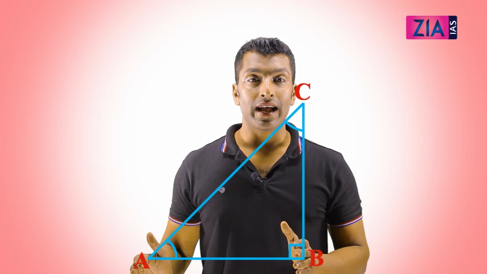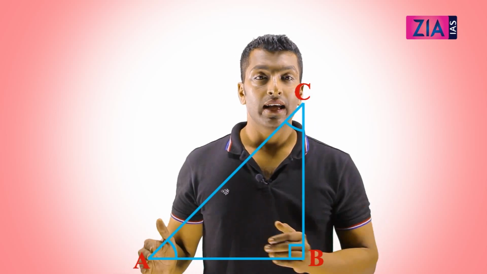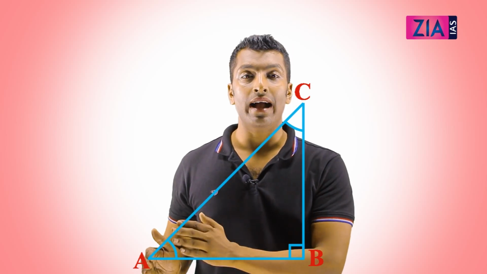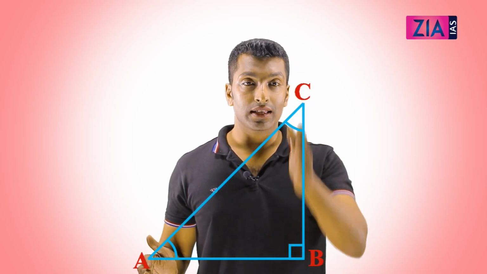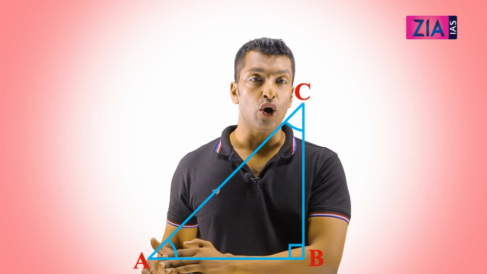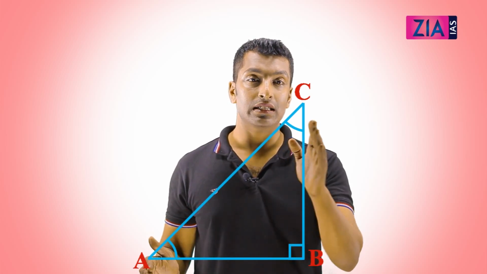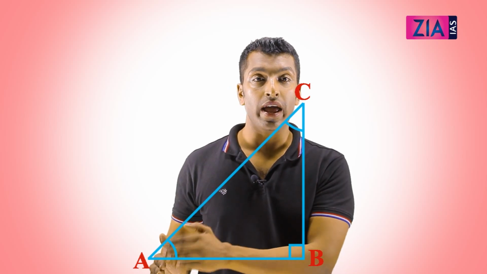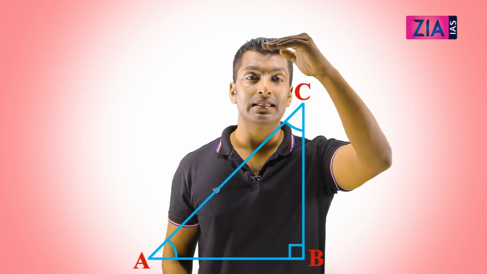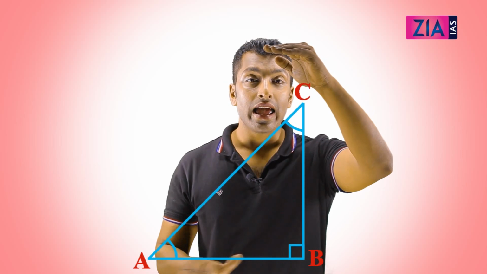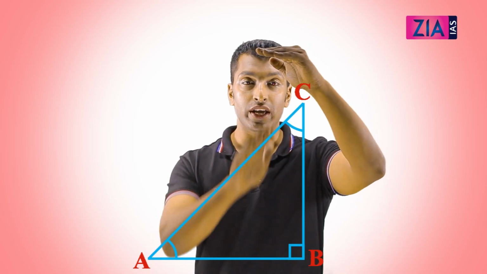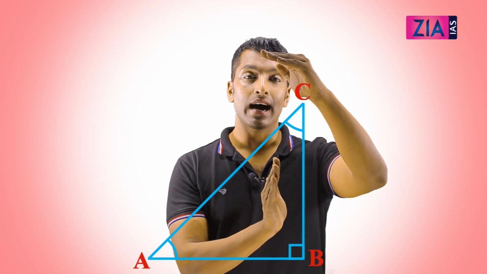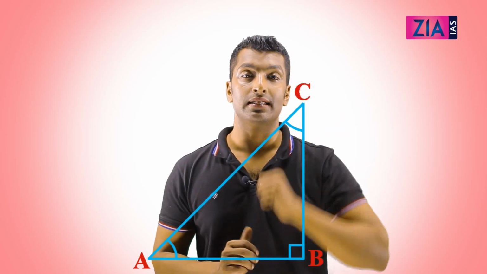Now in this triangle ABC, let's take angle A. With respect to angle A, what is this side BC? BC is the opposite side, and AB is the adjacent side with respect to A. What about with respect to angle C? With respect to angle C, AB is the opposite side, and BC is the adjacent side.